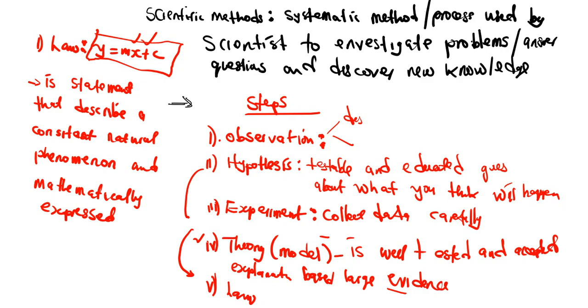So a hypothesis is always tested. Then a theory is proven many times. Then a law describes a natural law, and it will give a formula.